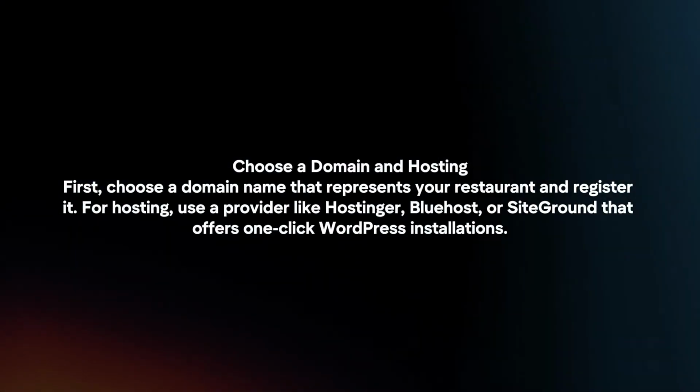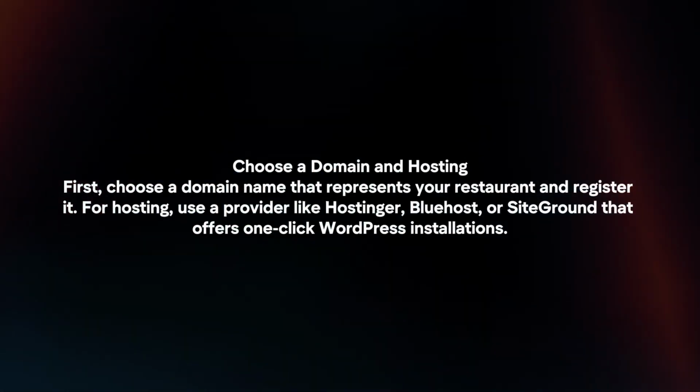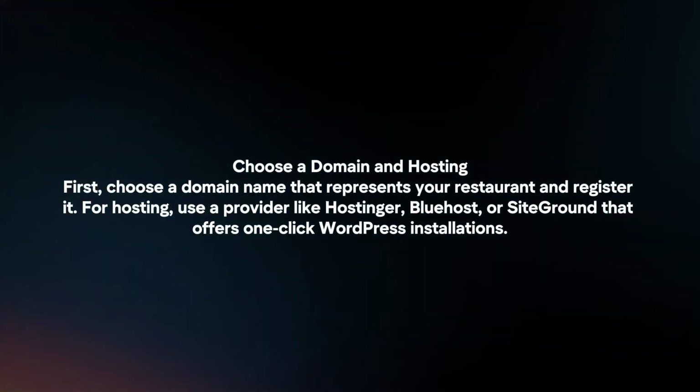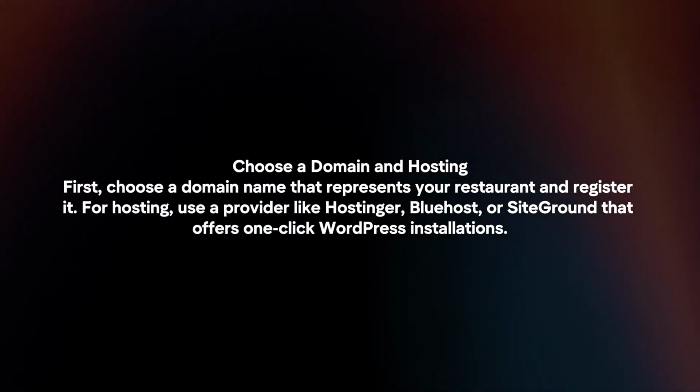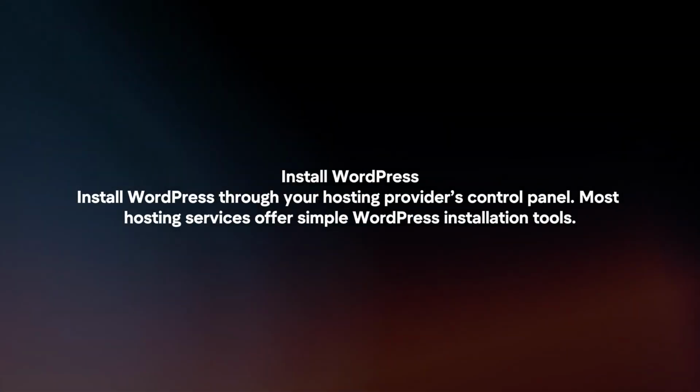First, choose a domain name that represents your restaurant and register it. For hosting, use a provider like Hostinger, Bluehost, or SiteGround that offers one-click WordPress installations. Install WordPress. Install WordPress through your hosting provider's control panel. Most hosting services offer simple WordPress installation tools.